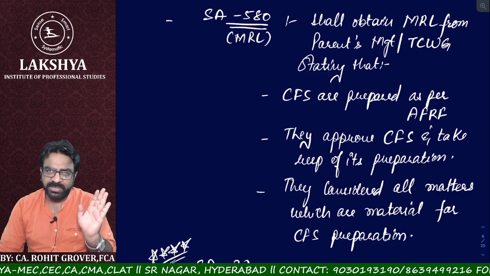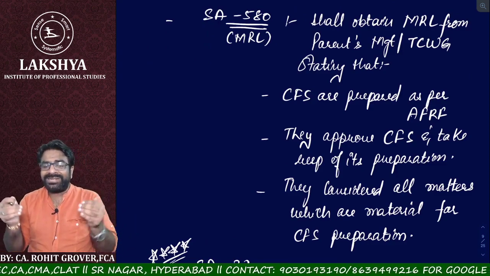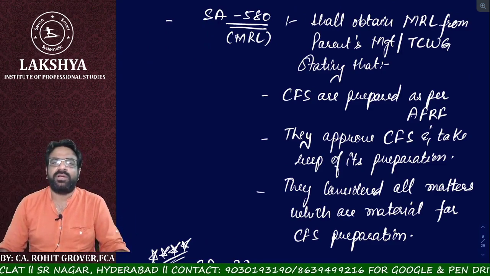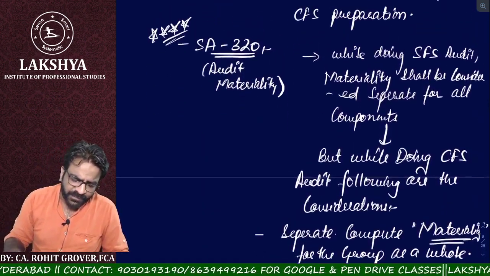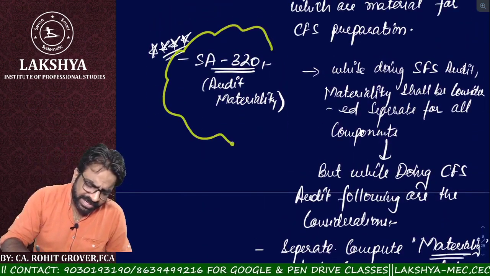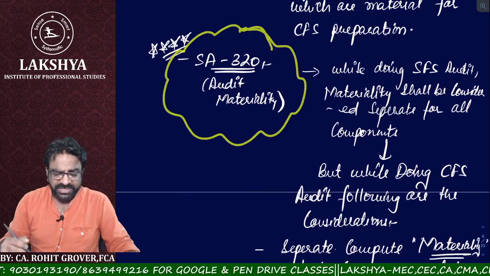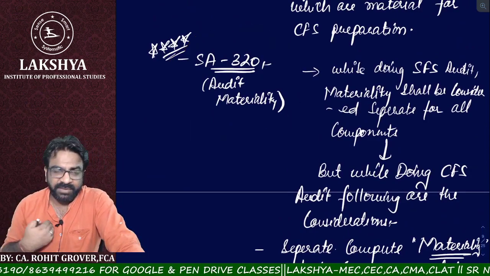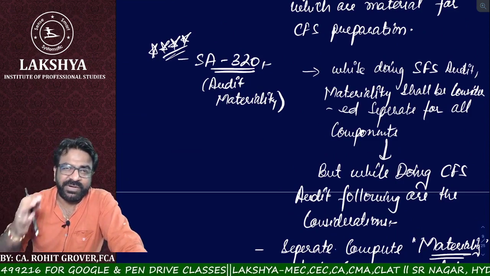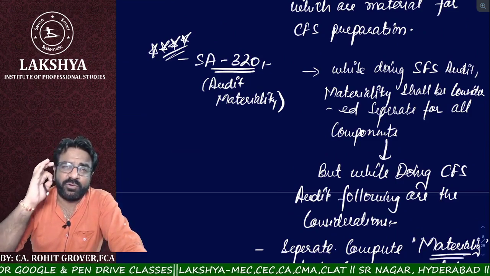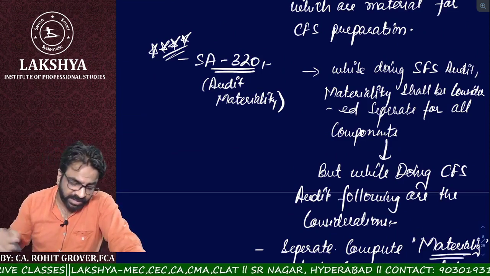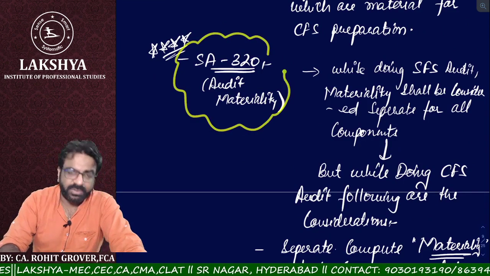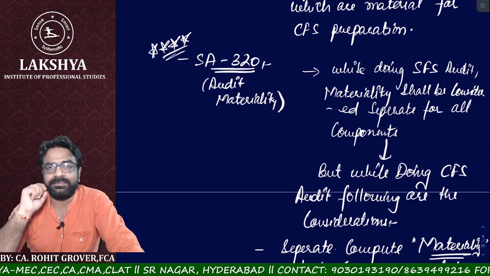I hope everyone is able to understand that these are the auditor's responsibilities in connection with the audit of consolidated financial statements. And a very highly important question, which if I were the examiner, I would definitely, 100%, like to test you on this part. Sir, why? What is there in this part? In this part, SA 320 is being talked about, audit materiality.